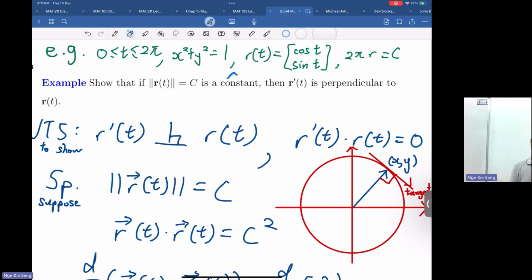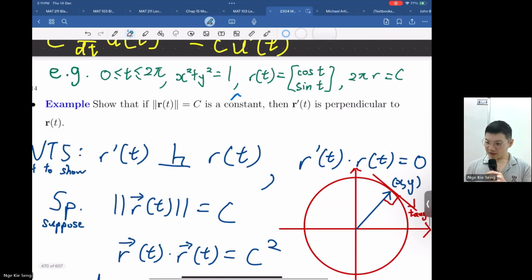All right, so what's next? What can we do next? We need derivative, right? So we can differentiate this equation here. I differentiate the dot product of two vector-valued functions. What should I get? I use the product rule, so I'll get r prime(t) dot r(t) plus r(t) dot r prime(t).